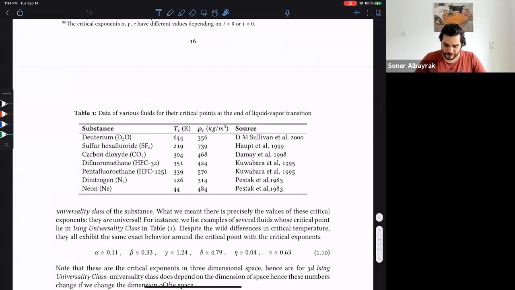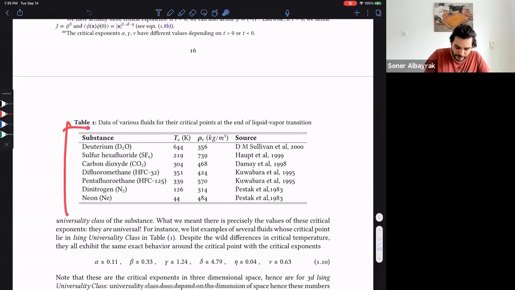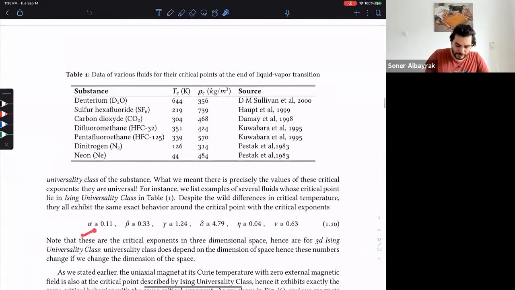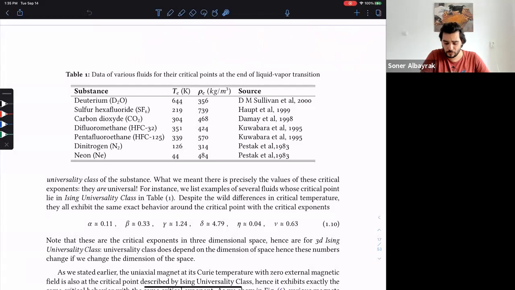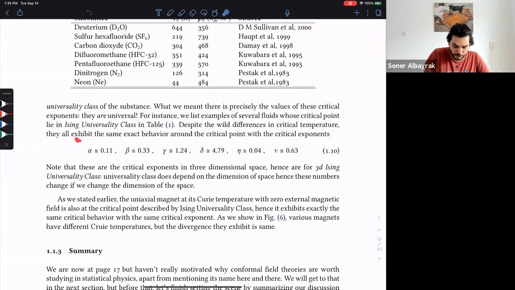So for instance, there are these examples here. There's a bunch of different fluids. Now they all have different critical temperature. They have different critical density, but all of them have exactly these critical exponents. Same, doesn't matter. And these are the same critical exponents you would get for magnets. And these are the same critical exponents you would get for a 3D scalar field deformed by phi to the 4th theory, which is this 3D Ising CFT. And actually, that's how we will be computing this.